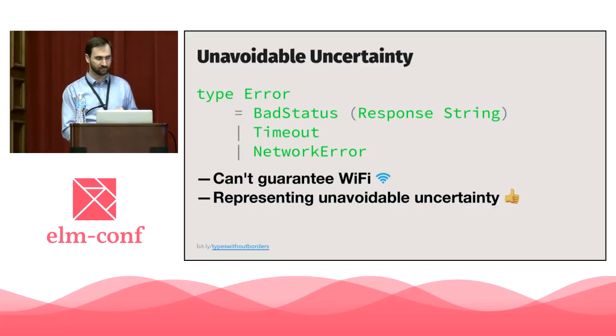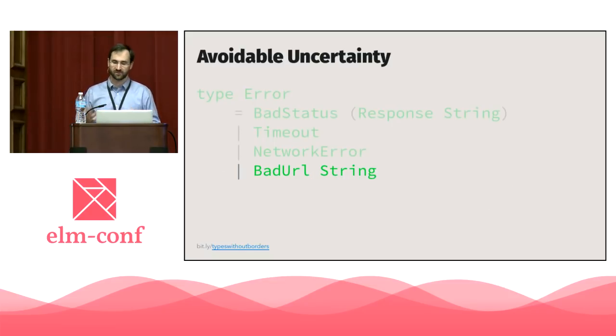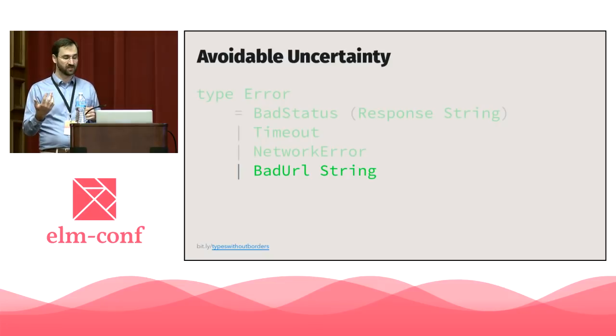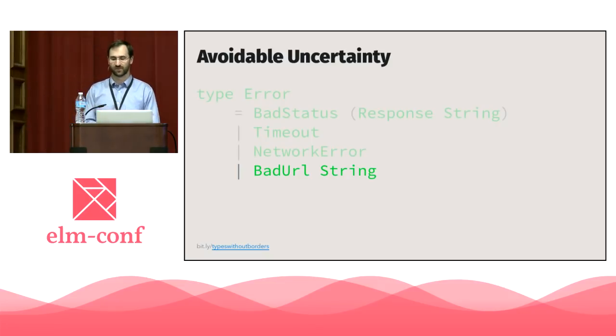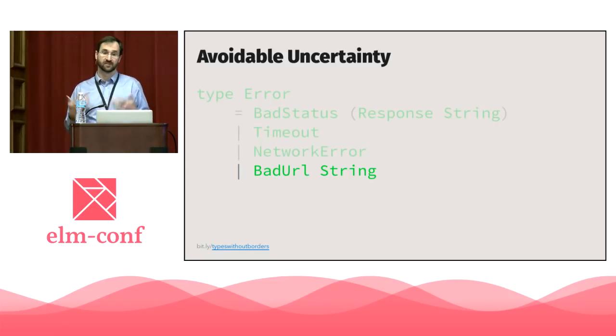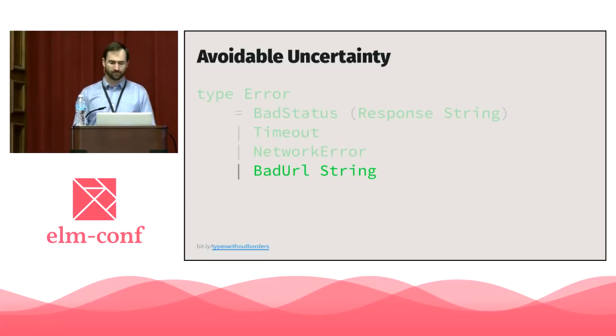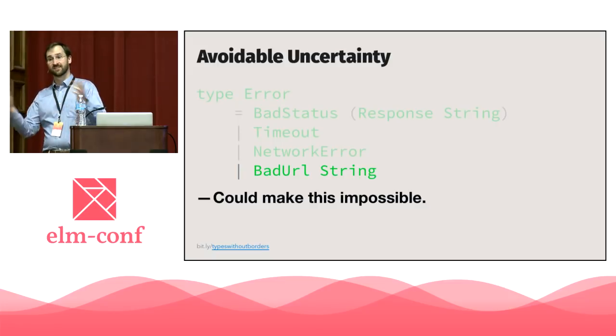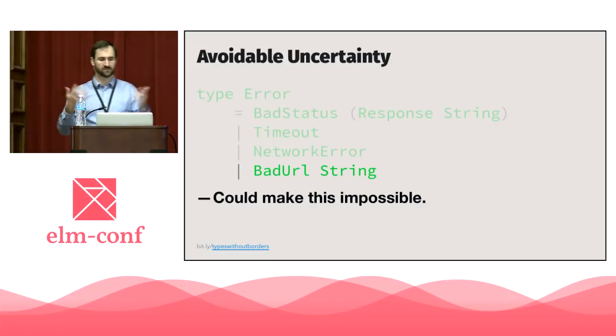That's a wonderful feature. Now, avoidable uncertainty. You could argue that bad URL is actually some uncertainty that could potentially be avoided. You could potentially come up with some domain-specific language where any URL that you build up is guaranteed to be valid according to the URL specification. So maybe we could make this impossible, but that's not what this talk is about. This talk is about types without borders, and this is kind of just types. So I'm going to skip over that one for now.